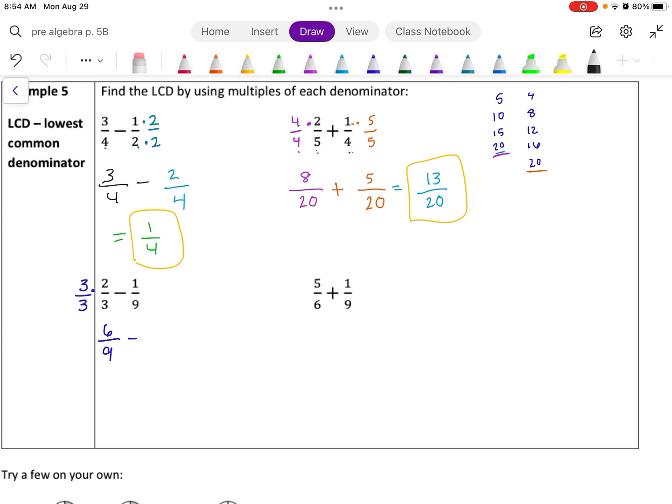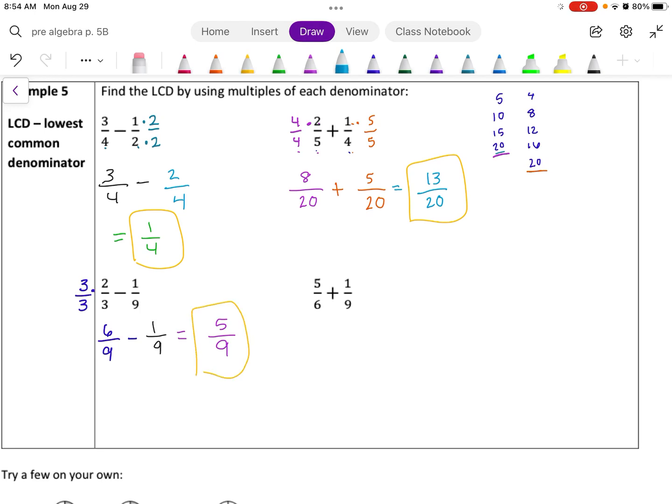And then 1/9, we don't have to change that because 6/9 minus 1/9, those already have common denominators. So all we needed to do was to change that first fraction. So now 6/9 minus 1/9, 6 minus 1 would be 5/9.